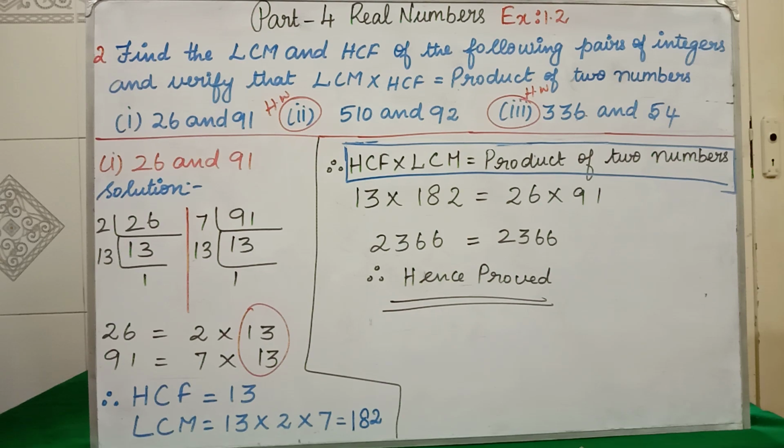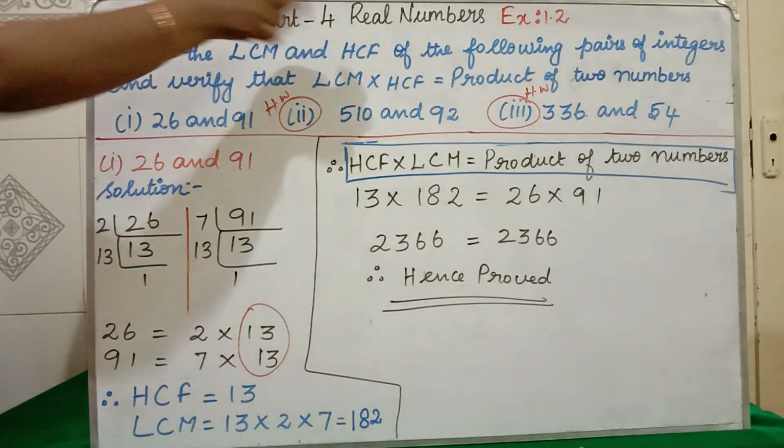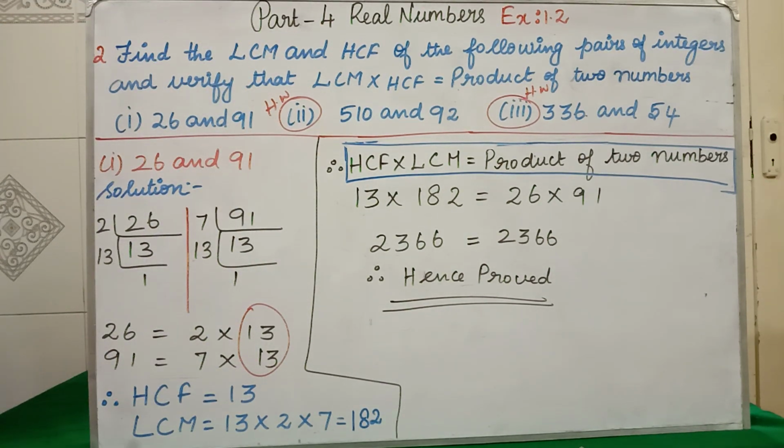They are asking to find the LCM and HCF. First we will find the HCF. HCF means highest common factor. You have to see which factor is common to both; if 13 is here, and here also, you take it. That is called the highest common factor. Since 13 is common, the HCF is equal to 13.